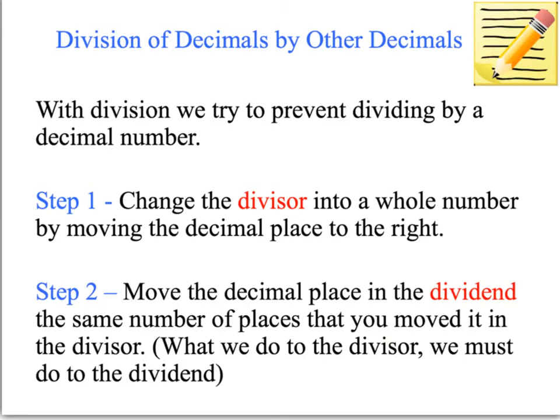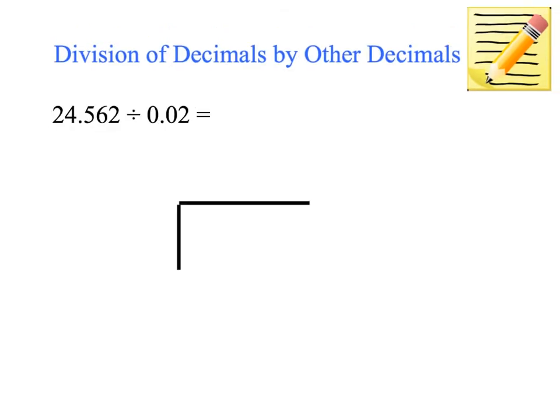You need to move the decimal place in the dividend the same number of places that you moved it in the divisor. It's along the lines of when we do fractions: what you do to the top, you must do to the bottom. So what we do to the divisor, we must do to the dividend. You need to remember that. Now I'm going to do a couple of these examples. You can just write one of these examples down.